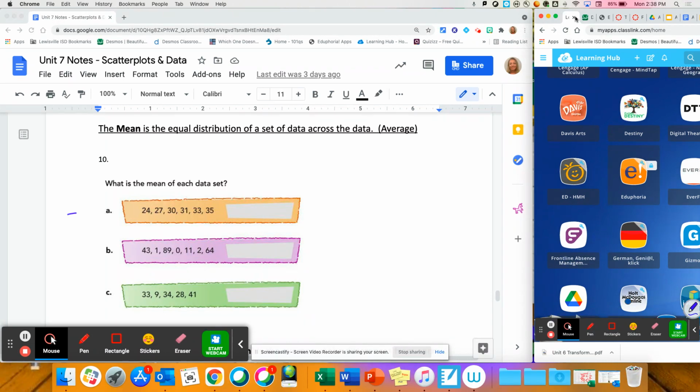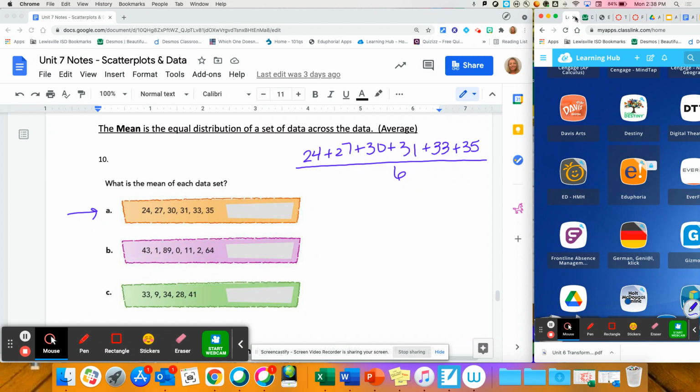So if we're looking at A, I've given you a set of data, and you're going to take this set of data and find the sum. So you would take 24 plus 27 plus 30 plus 31 plus 33 plus 35. And you would take that sum of data and divide it by the add-ins. So we have 1, 2, 3, 4, 5, 6 add-ins.